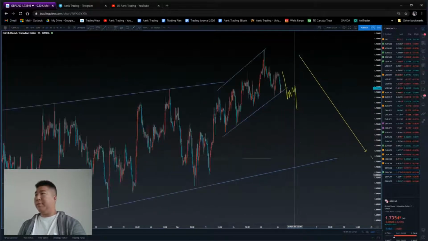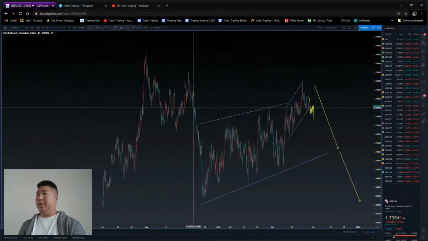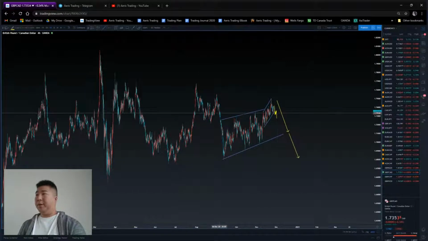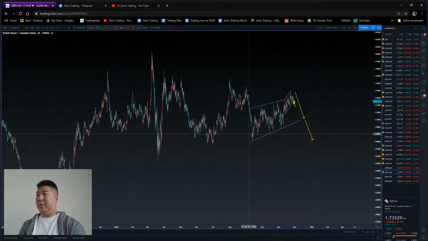So it still needs a little bit of development, I think, kind of stalling in this area. So I want to see a breakout from here and then continue lower, which would be more ideal in my personal opinion. And higher time frame wise, if you just zoom out a little bit more, it does seem like this move can happen. This kind of reevaluate what the price would do in this general area.